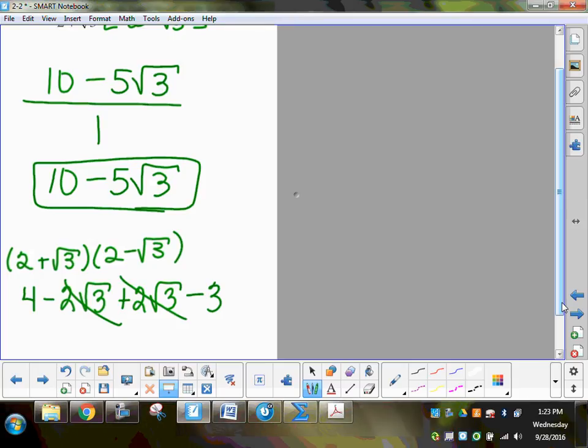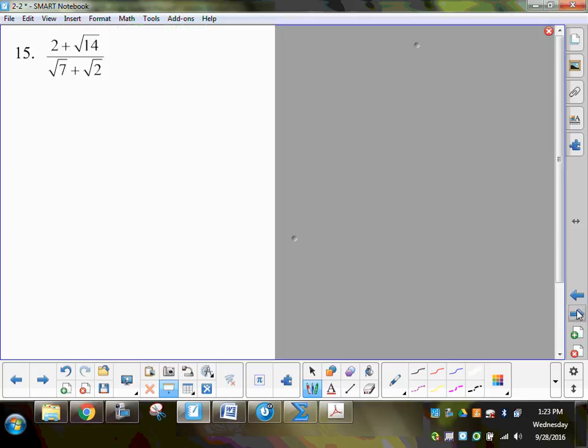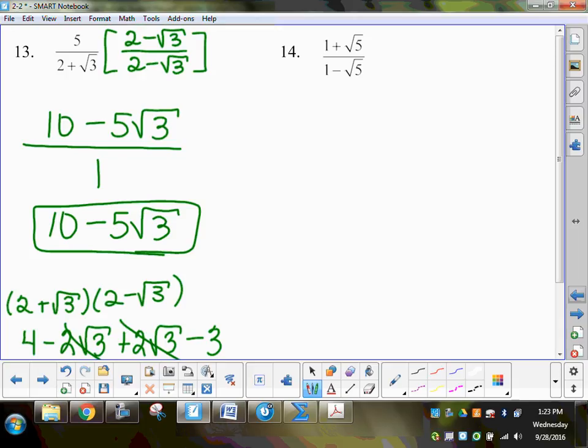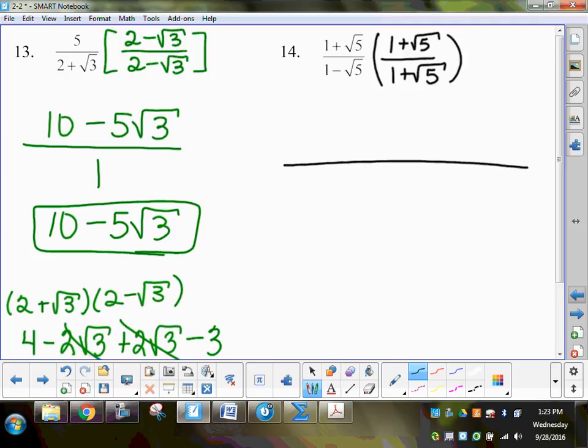To get that out of there, you need to multiply by the conjugate. The only thing that changes is the sign in the middle. Let's do one more. I've got a radical in the denominator. I'm going to need to multiply by a conjugate. My conjugate would be 1 plus root 5 over 1 plus root 5. When we do that out, in the numerator, you need to FOIL that. First, outer, inner, and last.